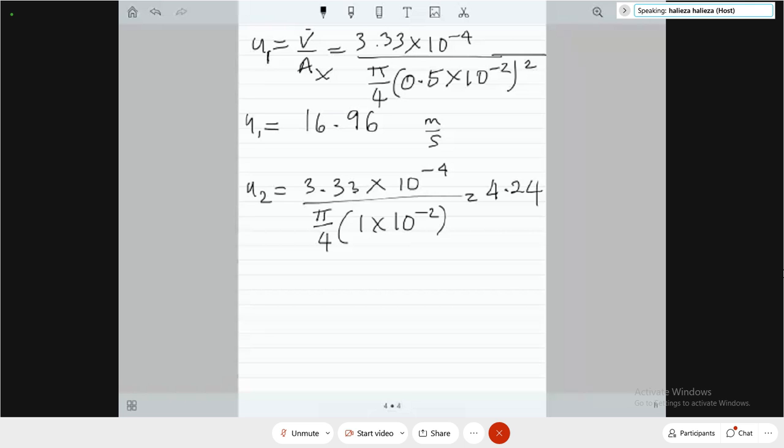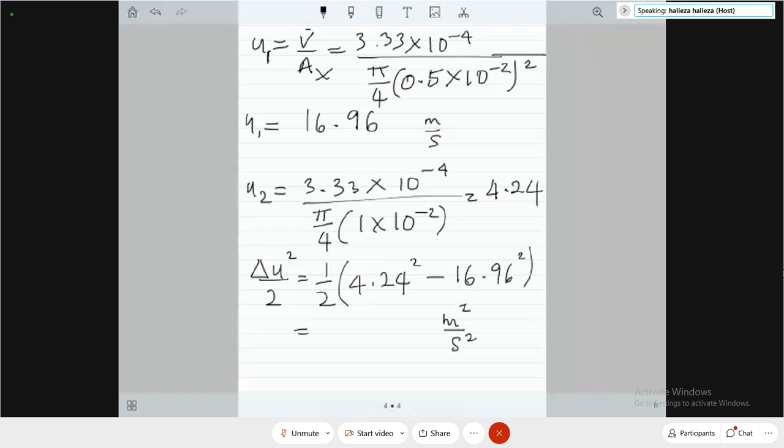So if you write down the difference in velocity, that will be 1 over 2 times u2 squared minus u1 squared. So u2 is 4.24, squared, minus the velocity at location 1 squared. Your answer should have a unit of meter squared per second squared, because the unit for velocity is meter per second. So what's the answer? Calculate for me, please.